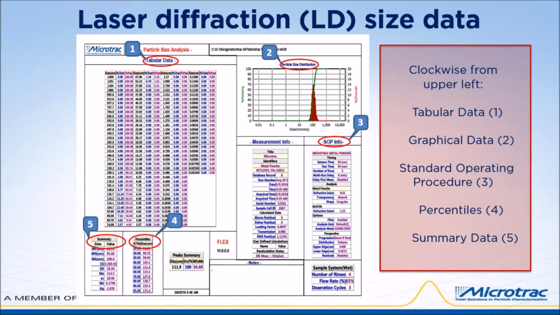Laser diffraction size data. This is a comprehensive sample data report from the software for laser diffraction. Clockwise from top left, there's the detailed tabular size distribution, the frequency distribution graph, the standard operating procedure, or SOP, information, the list of percentile data, and the summary data. All information required on most QC reports.